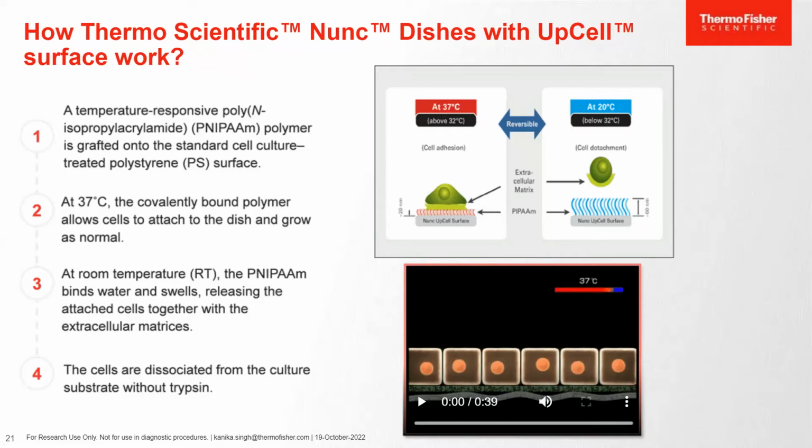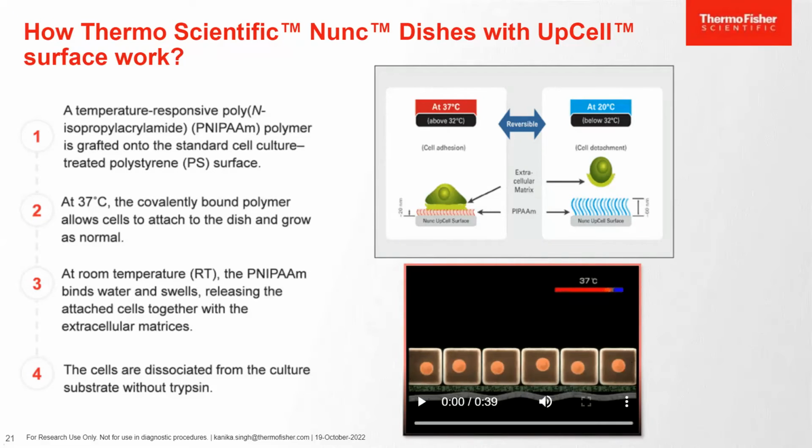So at 37 degrees, this polymer allows the cells to get attached. So you basically seed your cells on this surface, and once you keep it in the incubator at 37 degrees, your cells will attach. But once you move it to room temperature or around 20 to 22 degrees Celsius, the polymer binds water and swells, which allows the cells to release from the surface.